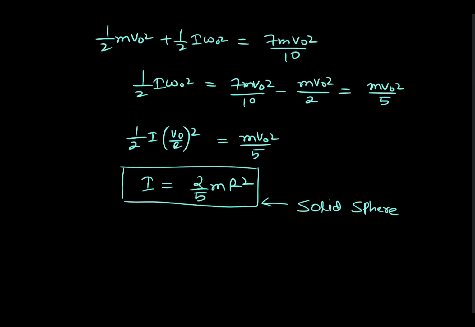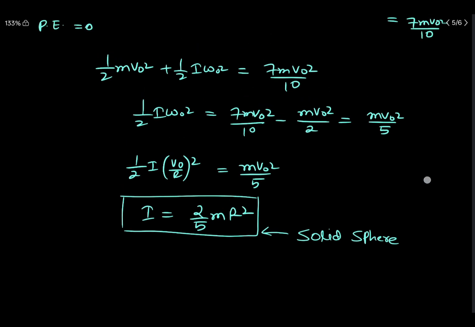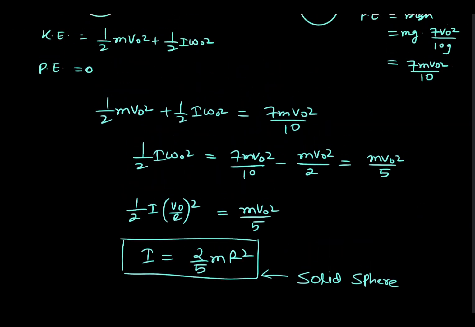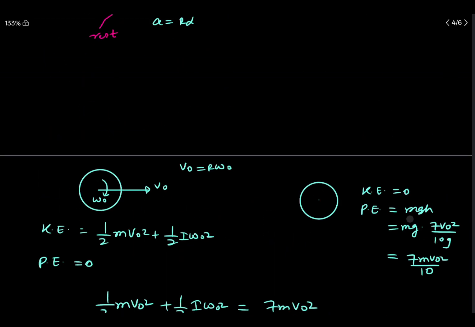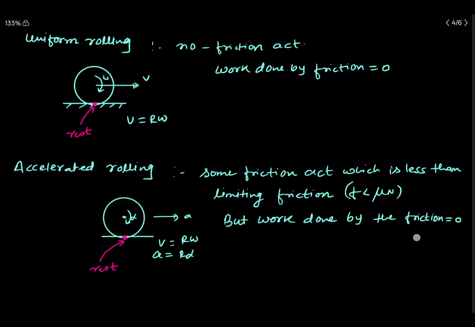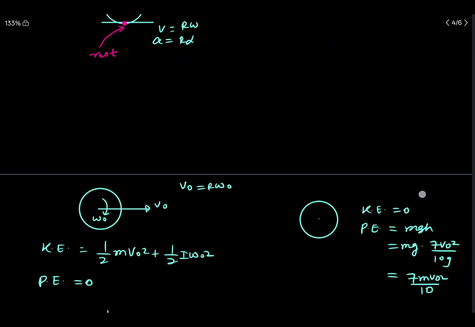Right. So by knowing the moment of inertia, we can know the nature of the body. So the correct answer for this is solid sphere. In the options it will be given like ring, solid sphere, cylinder. So you have to take solid sphere. So remember this point, and this concept is very important, that friction will not do any work. Thank you.